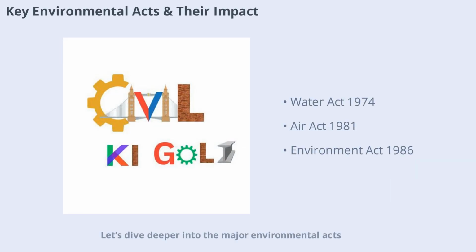Let's dive deeper into the major environmental acts that form the backbone of India's pollution control framework. The Water Act of 1974 was the first major step, focusing on preventing and controlling water pollution. This was followed by the Air Act of 1981, which aimed to regulate air quality and curb emissions from industries and vehicles. Environment Protection Act of 1986 serves as an umbrella legislation, empowering the government to take all necessary measures to protect and improve the environment.